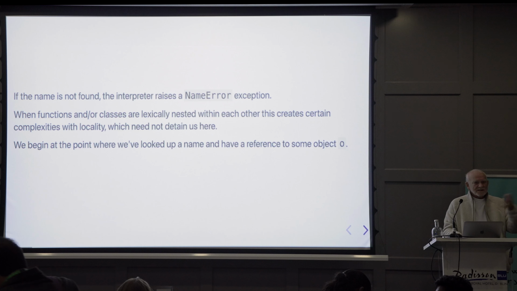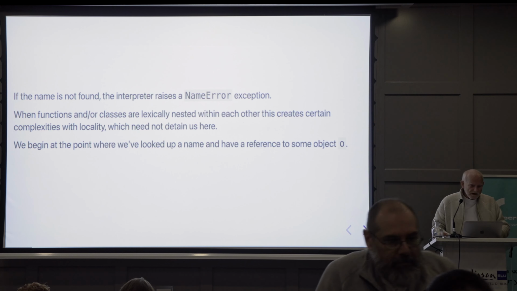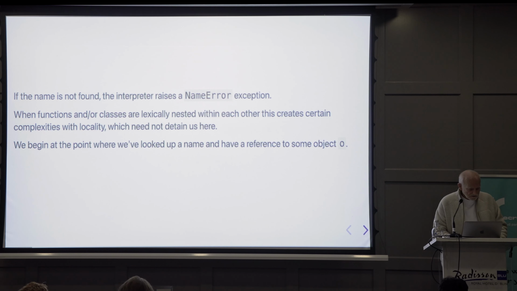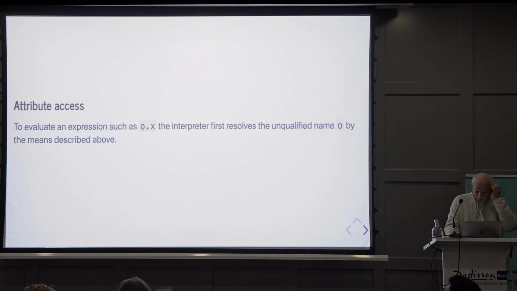Now, when you get nested functions, nested classes, that kind of thing, particularly lexical nesting, that does create some complexities which we're going to completely ignore because they're not really relevant. So this talk really begins at the point where we have looked up a name. We've got a reference to some object that we found by resolving the name o. So supposing we want to access the attributes of a particular object. Supposing we see the expression o.x, first of all, the interpreter resolves the o by the means that we've just described, and then what does it do?